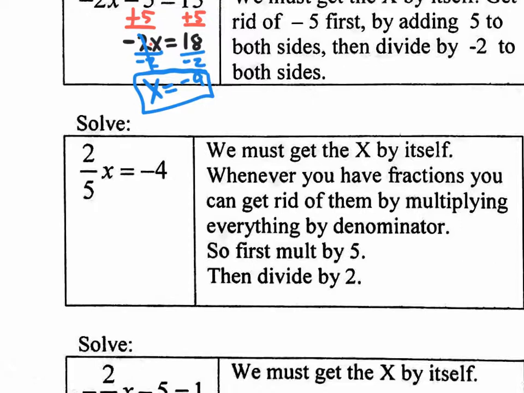So on this one, we have a fraction. And whenever you want to get rid of a fraction, all you have to do is multiply everything by the denominator. Okay, so what's the denominator of the fraction here? 5. So we're going to multiply by 5, multiply by 5, right? That way we'll get rid of the fraction because 5 on top and 5 on the bottom, 5 over 5 is 1. It cancels out, right?